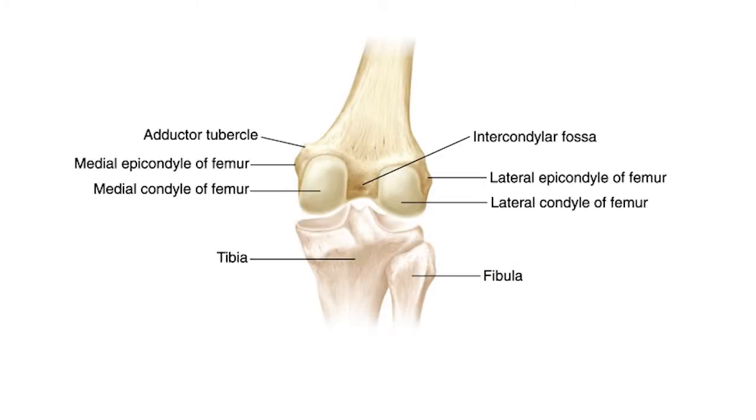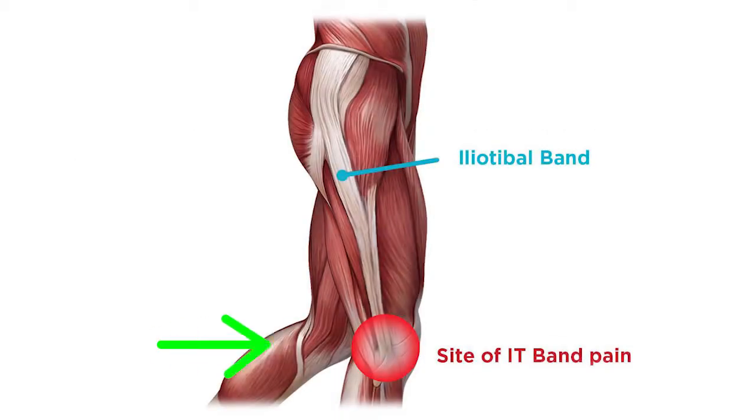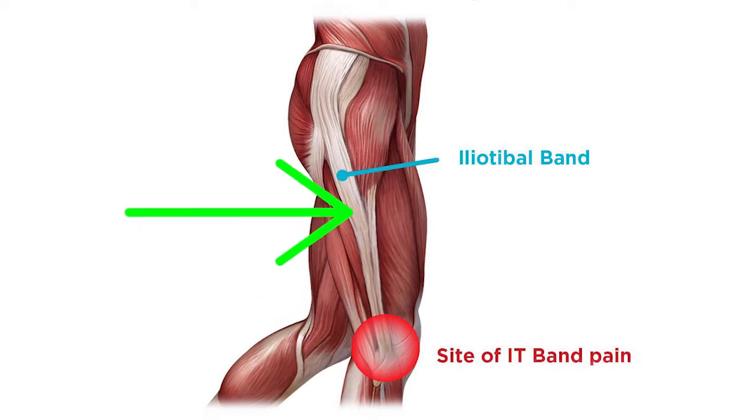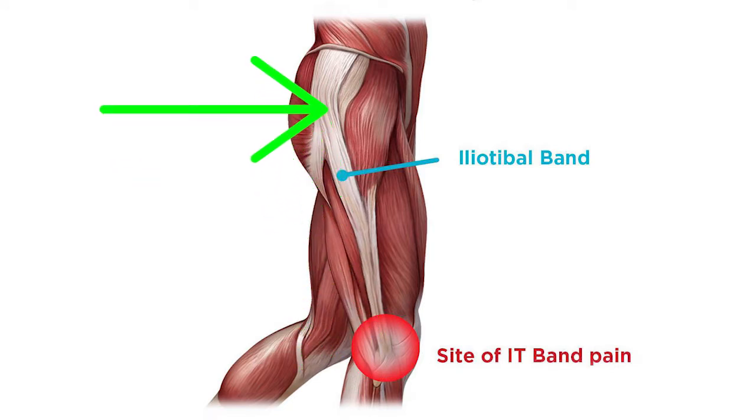Some people may feel a snapping or popping sound at the knee, and there may be some swelling either where the band crosses the femoral epicondyle or below the knee where it attaches to the tibia. Occasionally, the pain may radiate along the course of the IT band all the way up to the outer side of the thigh to the hip.